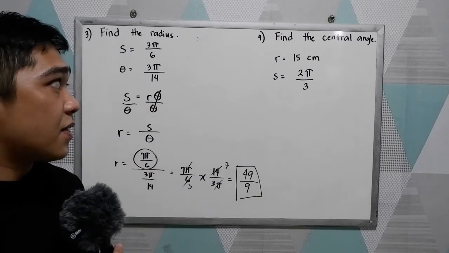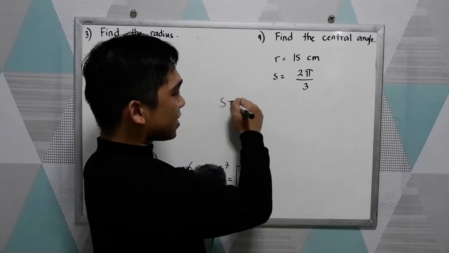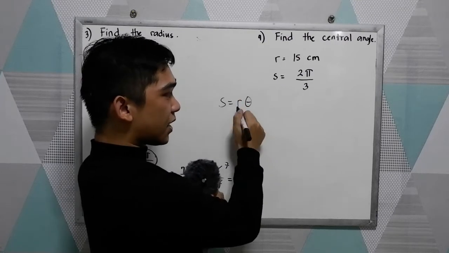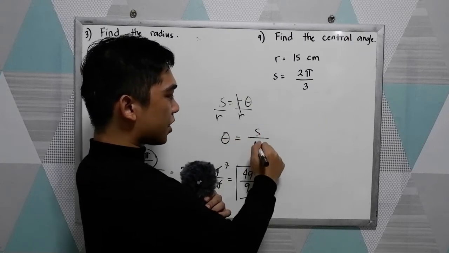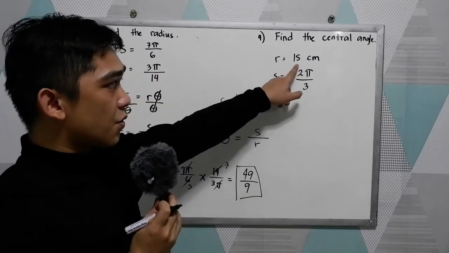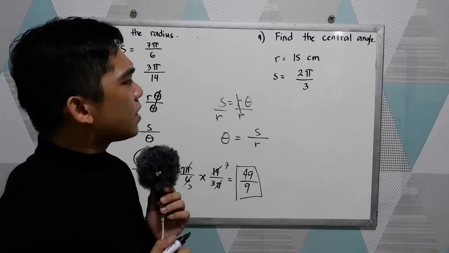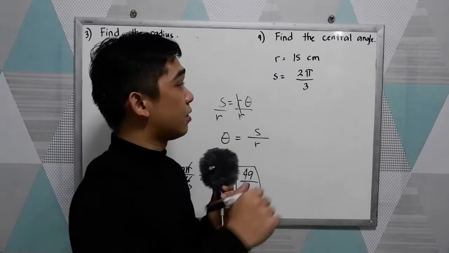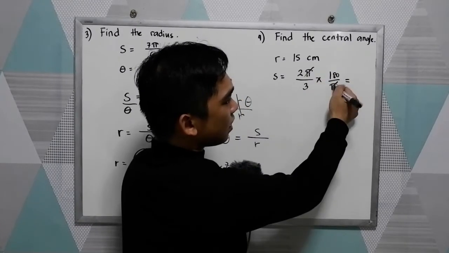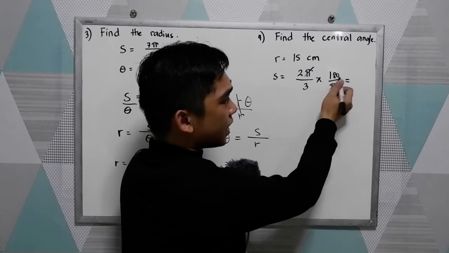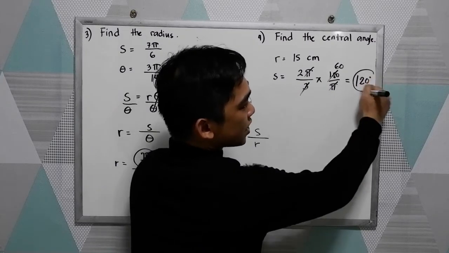Now, in our last example, find the measure of the central angle. So our formula is S is equal to r theta. We're going to find theta, so we need to divide by r. Now we have theta is equal to S over r. Given the radius is equal to 15 centimeters and the arc length 2 pi over 3. Let us first convert this into degree measure. So multiply it by 180 over pi. So cancel. Divisible by 3. So this will become 60. 2 times 60, that is 120 degrees.